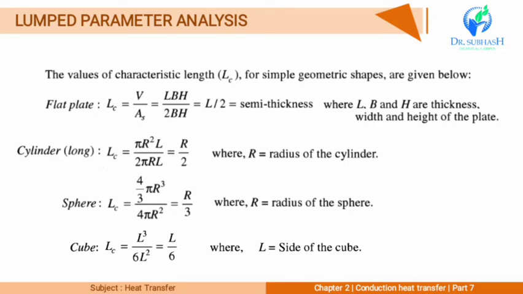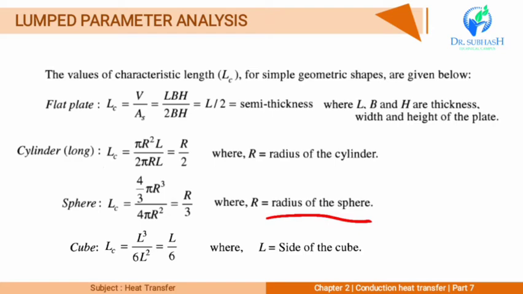For the long cylinder, the characteristic length is again V by A, where the volume is pi r square into L divided by area 2 pi r L. By mathematical simplification, we get characteristic length equal to r by 2, where r is the radius of the cylinder. For the sphere, the ratio of volume divided by area is equal to 4 by 3 pi r cube divided by 4 pi r square, and after simplification we get the characteristic length for the sphere, r by 3, where r is the radius of the sphere.